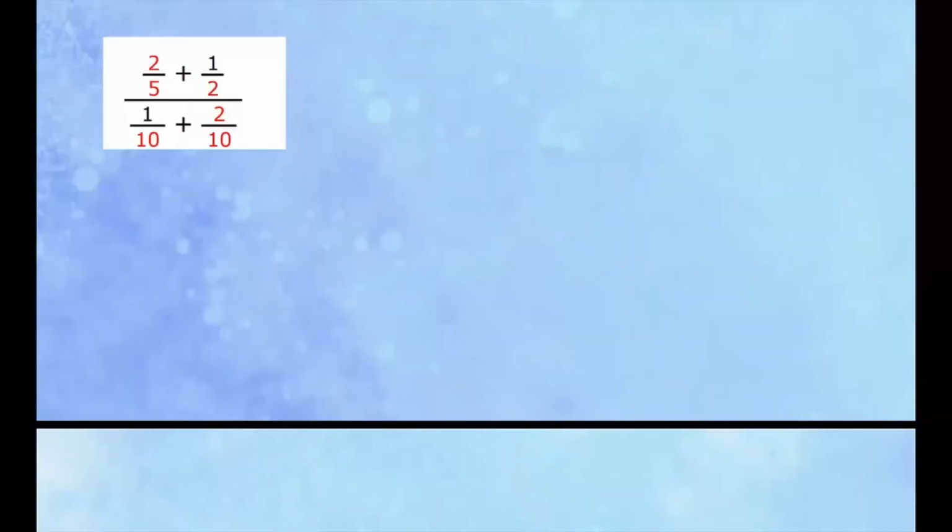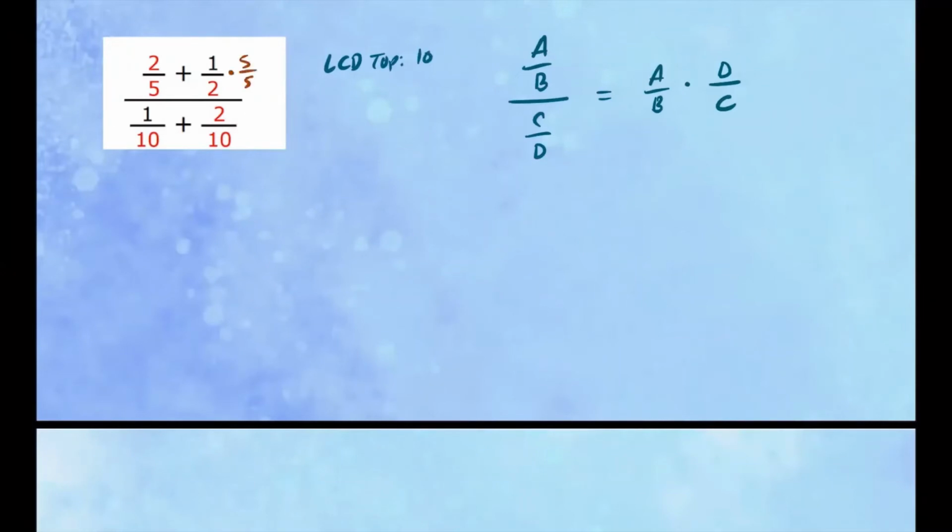Same idea goes here. We have a fraction on top and a fraction on the bottom. You want to combine them. So we can use the rule we mentioned earlier. If we have a fraction divided by another fraction, we simply keep the first fraction, change the division to multiplication, and reciprocate the bottom fraction. So here I want to join these into a single fraction by giving them the same denominator. So the LCD for the top fraction is going to be 10. So I'm going to multiply this with 5 over 5 and this with 2 over 2. That gives me 10 on the bottom.